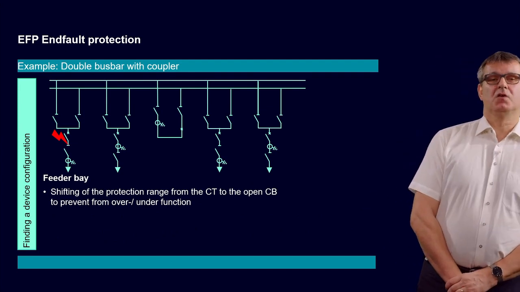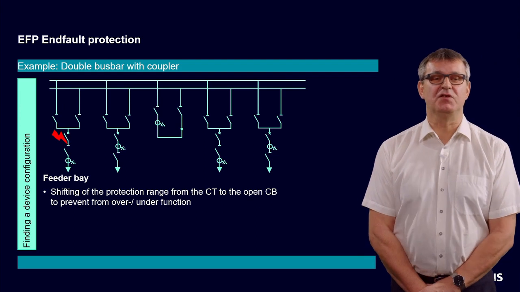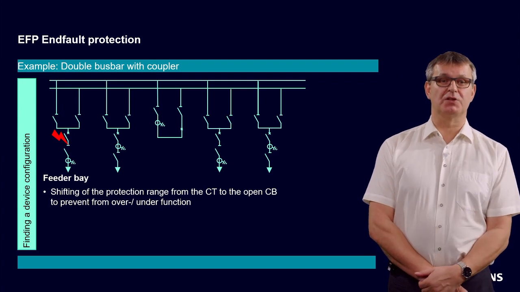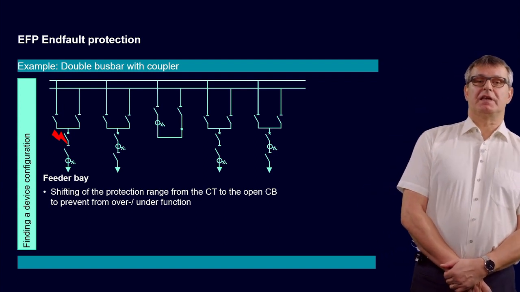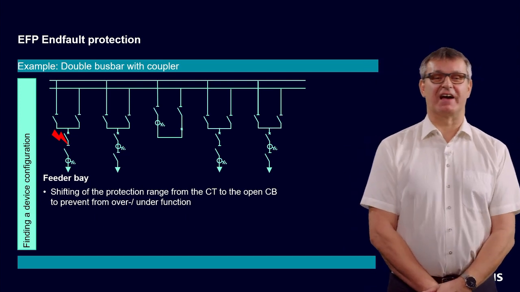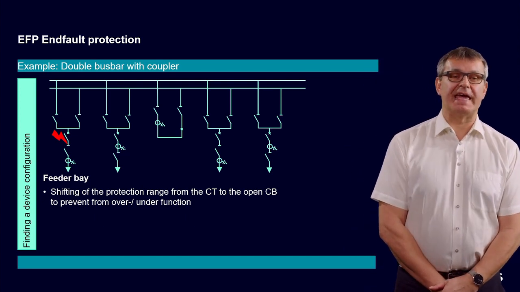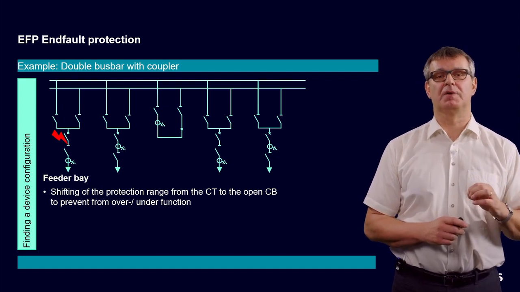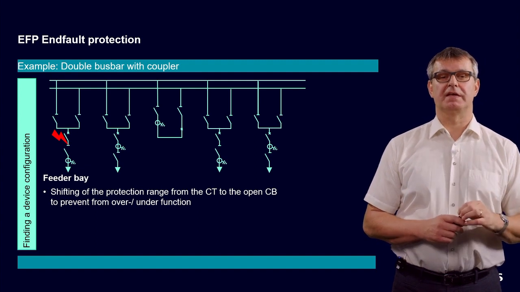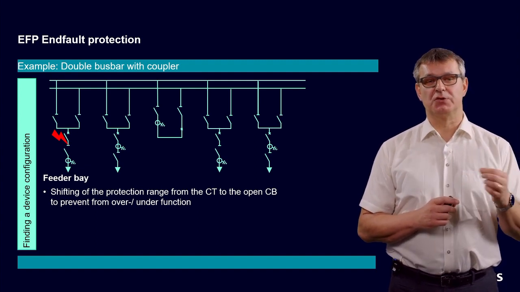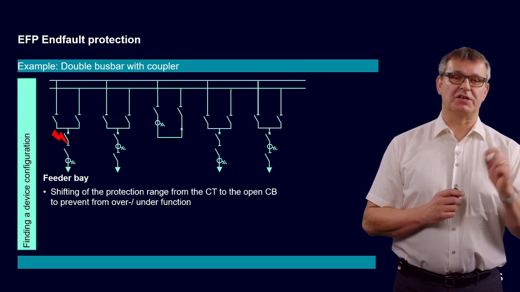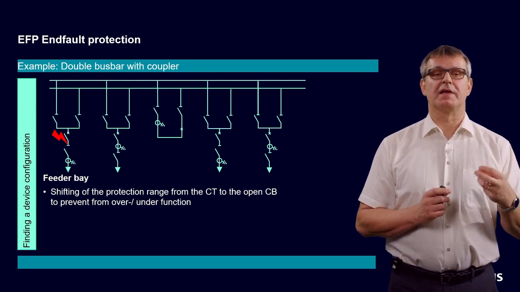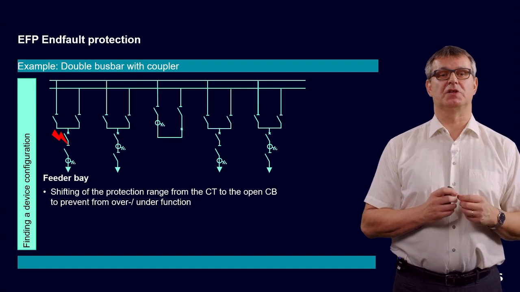N-fault protection. We have to know whether we need an N-fault protection or not, because we have to pay function points for the N-fault protection functionality. The N-fault protection, once again, outlook to our next tutorial, will shift the protection range from the current transformer to the open circuit breaker. And this depends on the location of the CD, the location of the circuit breaker relative to the current transformer. It prevents an over or an under functionality.